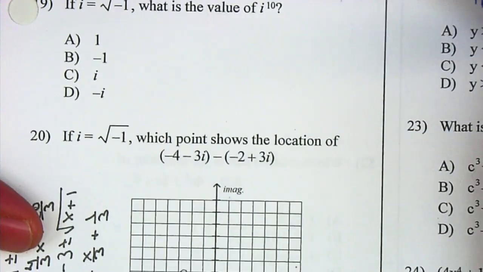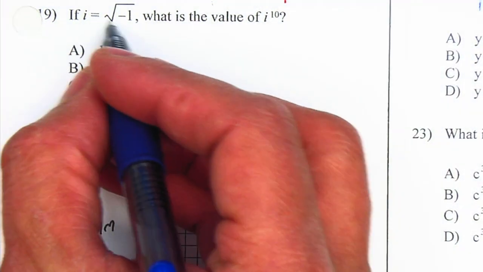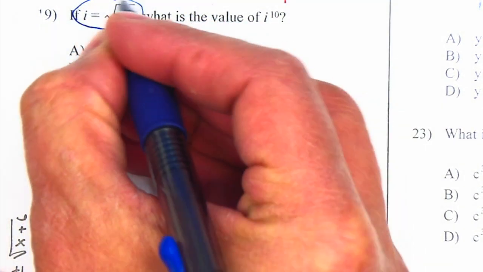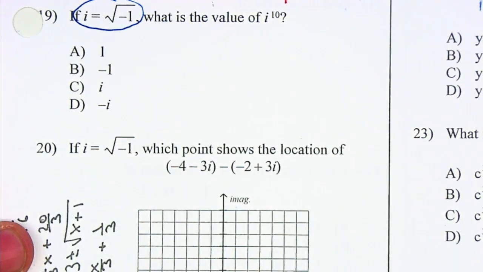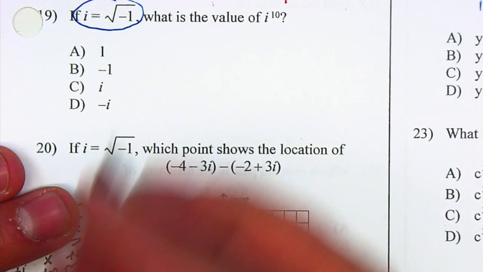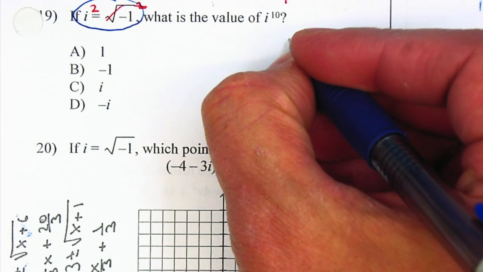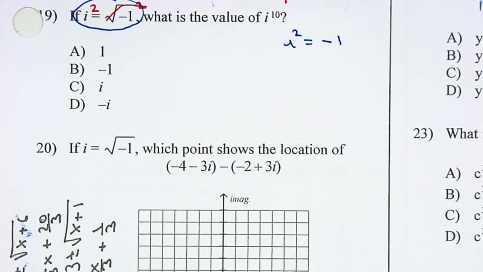For problem number 19, they tell us if i is equal to the square root of -1, what is the value of i to the 10th? Now they give you the following definition. You have to remember that that is not a definition that helps us right away to find the solution. But we can square both sides. The square root and the square cancel. So we end up with the first definition that we need. i squared is equal to -1.